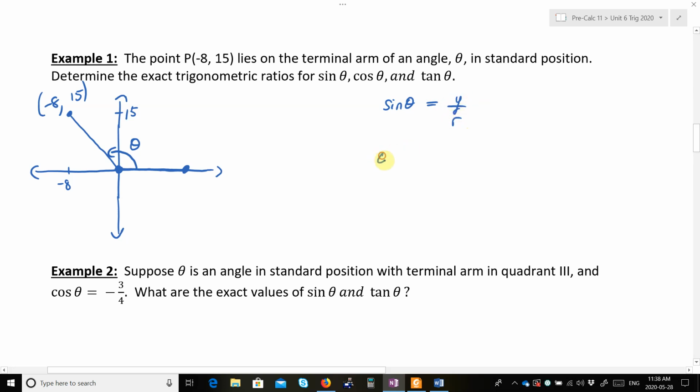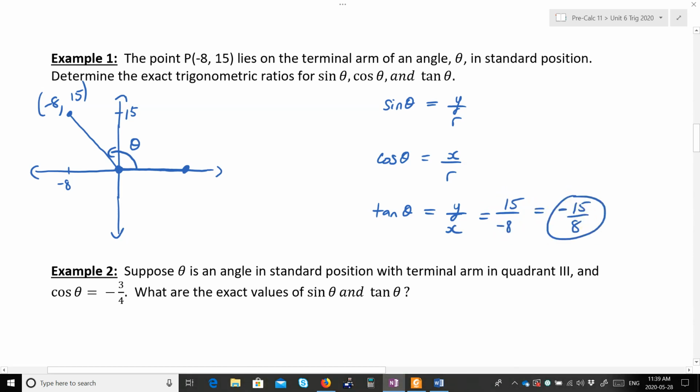Sine theta is y over r by definition. Cos theta is x over r, and tan theta is y over x. So the only one we can figure out right now is tan theta, because you can see that the y-coordinate is 15 and the x-coordinate is -8. So we could write that as -15 over 8. That's the tan ratio.